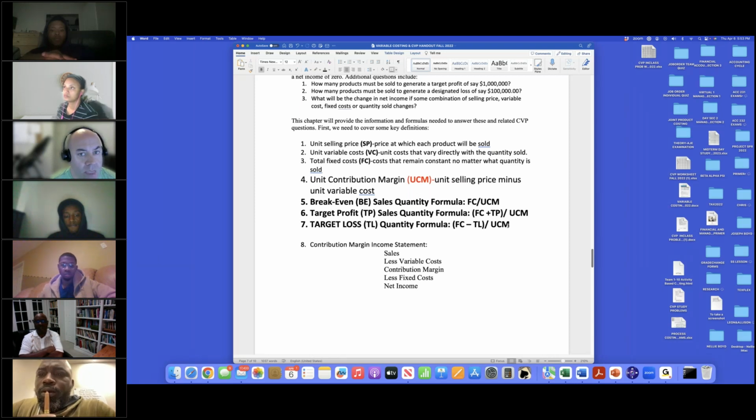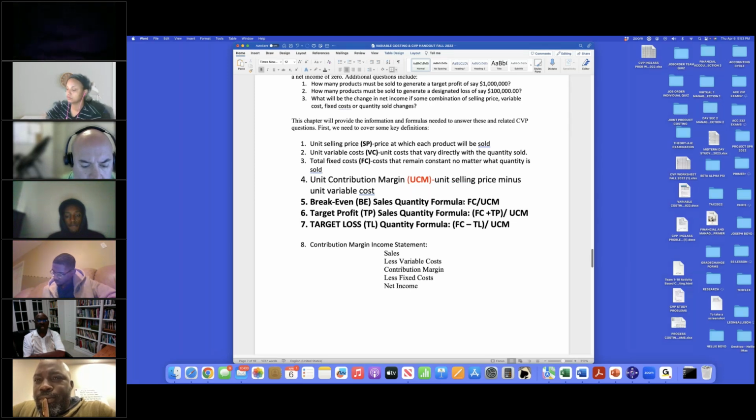Mr. Boyd, I have a question. Is the unit contribution margin always going to be in dollars? Yes, the unit contribution margin is always dollars. Notice we're trying to get a quantity, and everything on the other side is dollars. Fixed cost is a dollar amount. Unit contribution margin is a dollar amount.